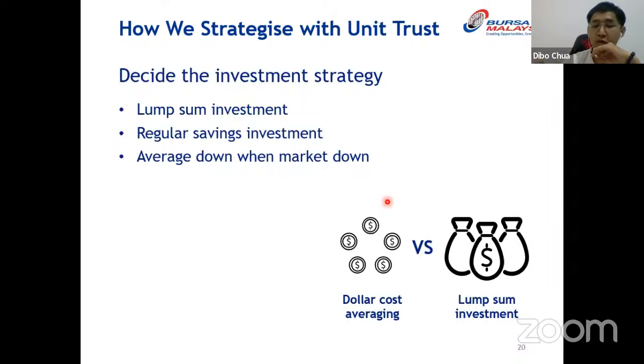To decide the investment strategy, I will put it simply: you can choose your own way, whether to lump sum or you can do both. Let's say right now you have 10,000, you put in 10,000, and then maybe every month you put 500 into your investment. It's also okay. But the most important thing is that you gotta have capital whenever the market is down, then you're able to do averaging down.